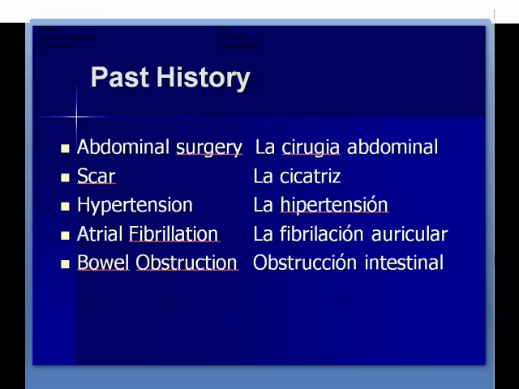Hypertension. La hipertensión. An alternative way is to say la presión alta for high pressure. For atrial fibrillation, la fibrilación auricular. Bowel obstruction. Obstrucción intestinal.